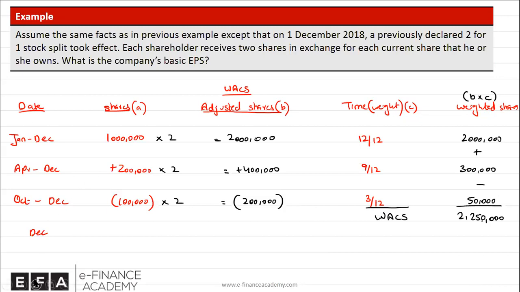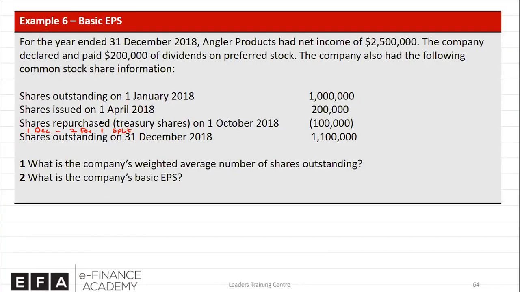Just one thing to add. Let's suppose we go back and ask, what if the split had happened on 1st of September, somewhere here? Then you would make the adjustment only to these shares, not to the repurchased shares, because that transaction happens after the date of when the stock split or stock dividend happened.